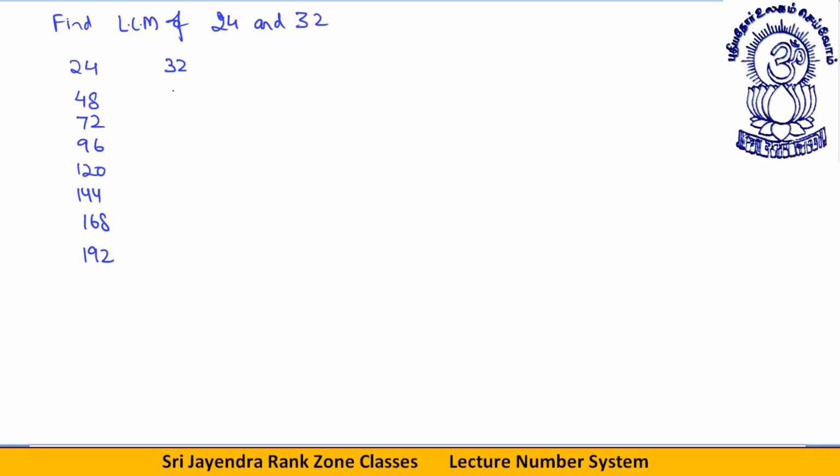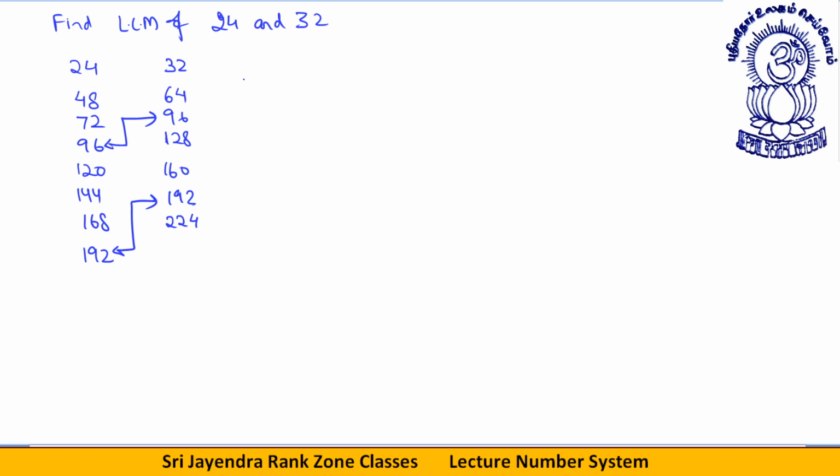If I write down the table of 32, it is 32, 64, 96. Yes, I get a common multiple. After 96, it will be 128, then 160, then 192. So we get one more common multiple. So far the things are clear to everyone, I hope. Then 224. Whatever it is, this is the thing.